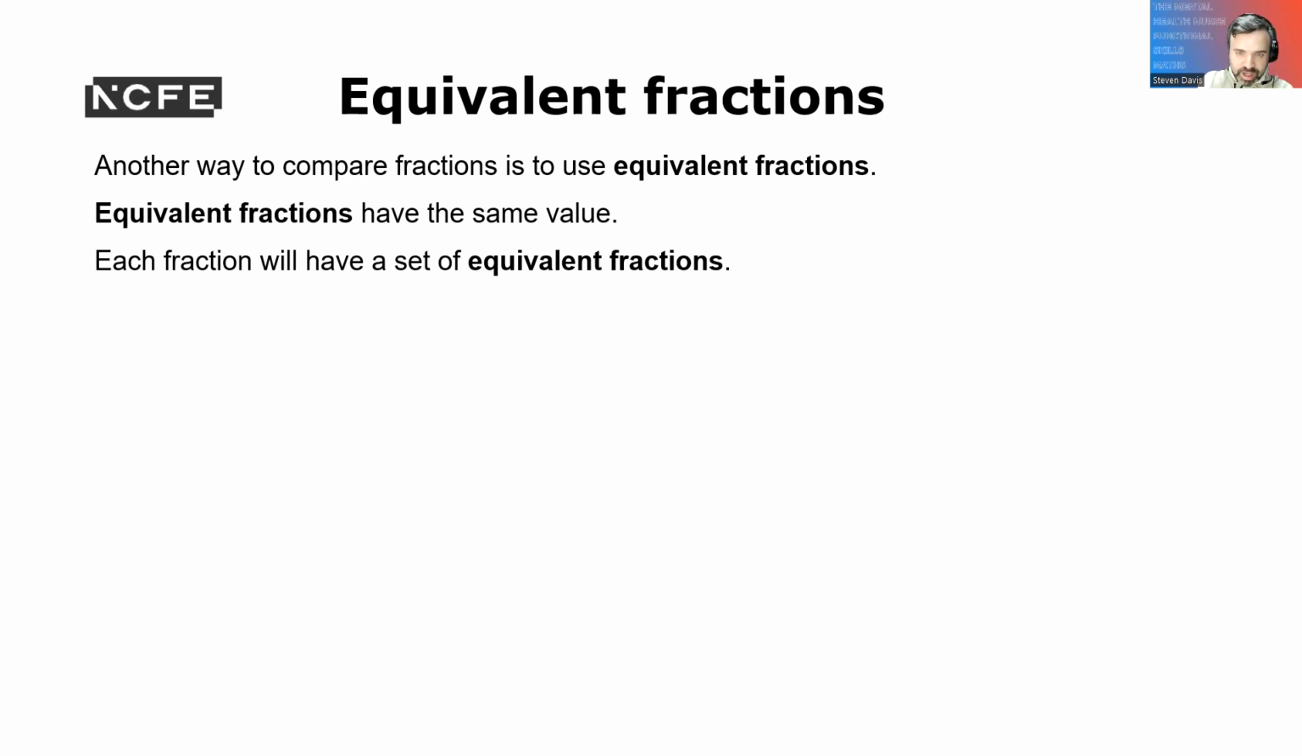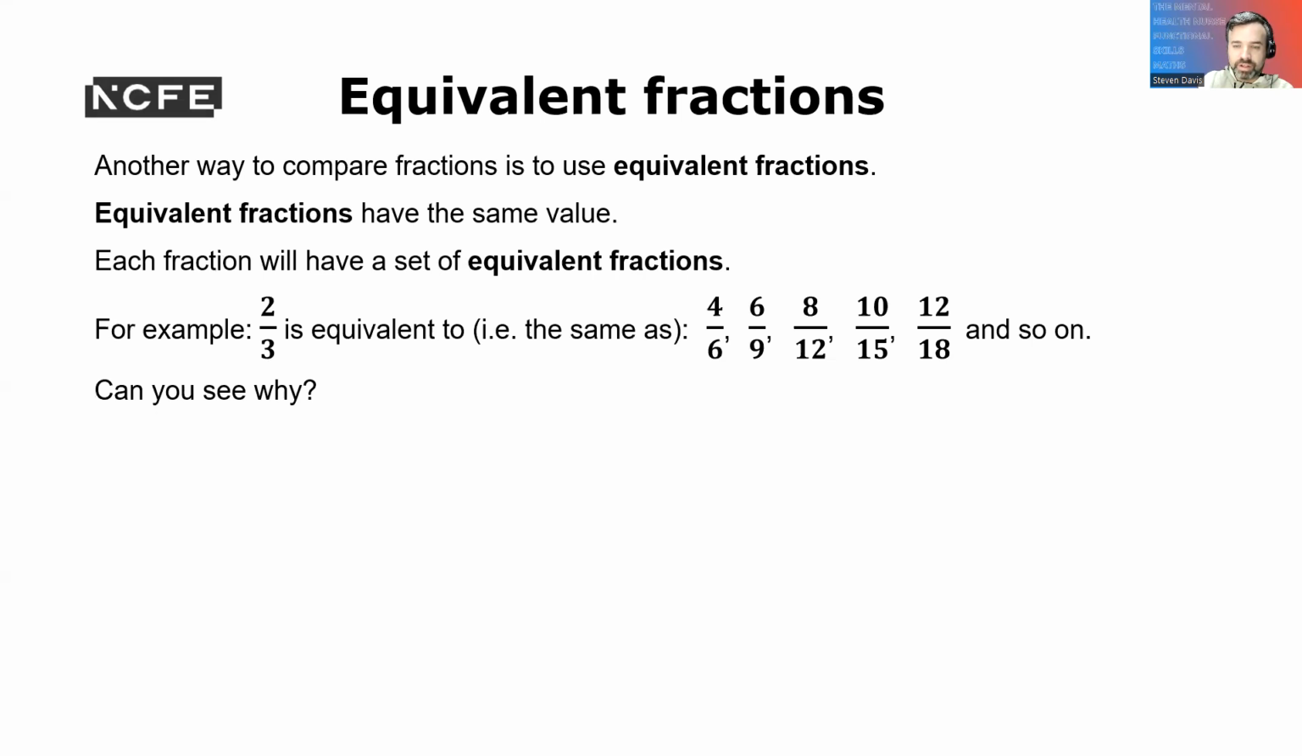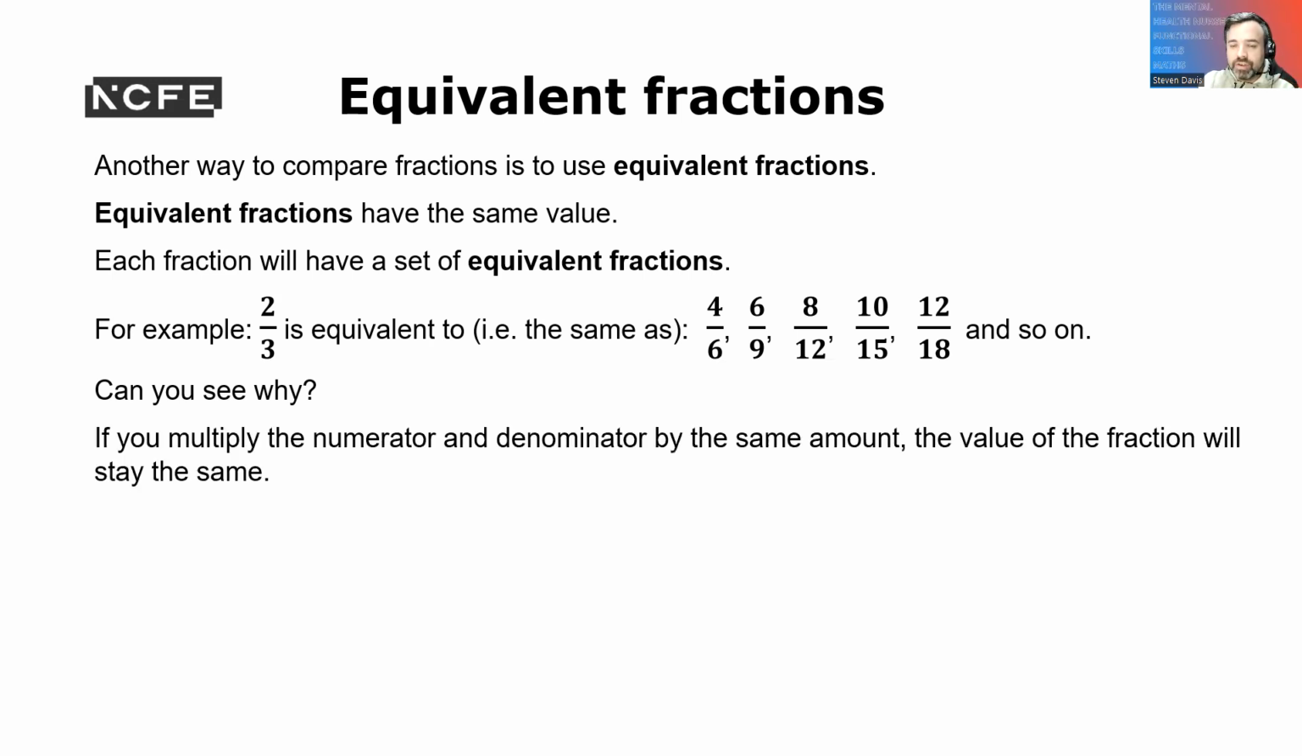Equivalent fractions. Another way to compare fractions is to use equivalent fractions. Equivalent fractions have the same value. Each fraction will have a set of equivalent fractions. For example, 2/3 is equivalent to, i.e., the same as 4/6, 6/9, 8/12, 10/15, and 12/18, and so on. Can you see why? If you multiply the numerator and the denominator by the same amount, the value of the fraction will stay the same.